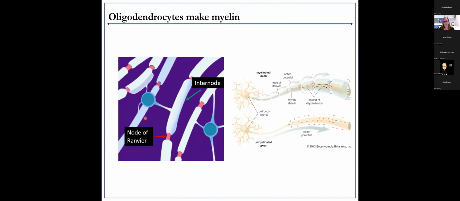So this configuration is actually really important for saltatory conduction, which helps the rapid and reliable transport of action potentials along myelinated axons. And so this is something that I'm really interested in, is what role myelin has in modulating the speed of that action potential along these axons and the role that plays in learning.